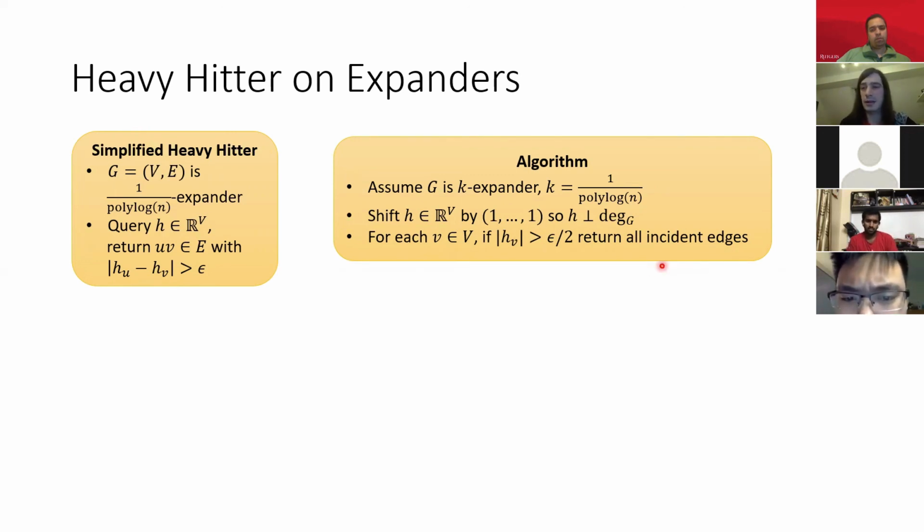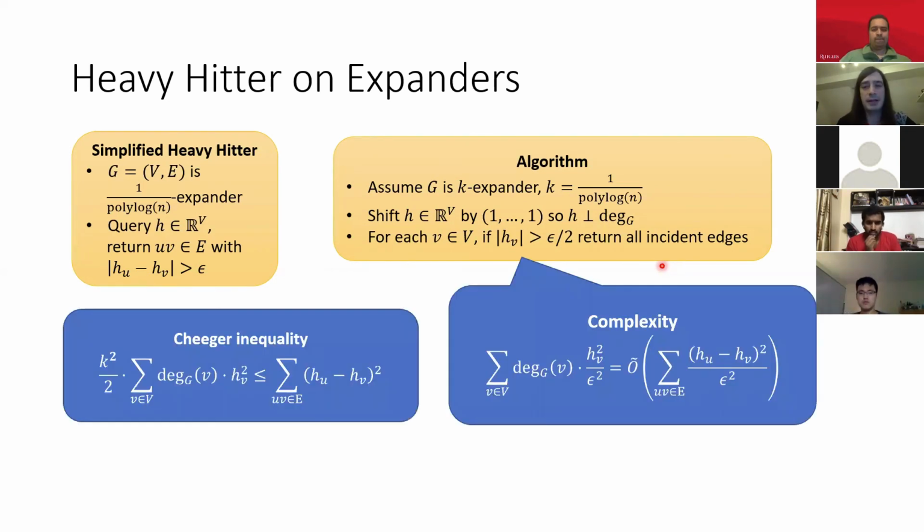So let's look at the complexity. Are we going to return far too many of these entries here? So we are going to use the Cheeger inequality. Specifically, if we look at the complexity of this algorithm, whenever an entry of H is going to be larger than epsilon, then we have to return all incident edges. So we spend degree of that vertex amount of time. So we can bound the complexity by this expression here. We spend for every vertex degree amount of time if this fraction here is at least 1. So that bounds the complexity.